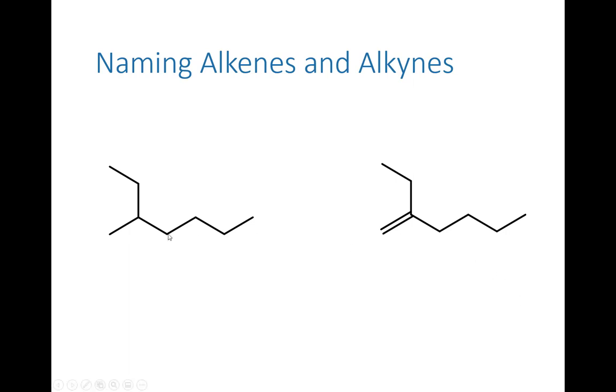So what's the longest chain? Be very careful. Don't just go 1, 2, 3, 4, 5, 6 left to right. No, the longest chain includes these two carbons. So 1, 2, 3, 4, 5, 6, 7. So the parent is heptane for 7 carbons. This right here is a substituent. So let's mark that off.